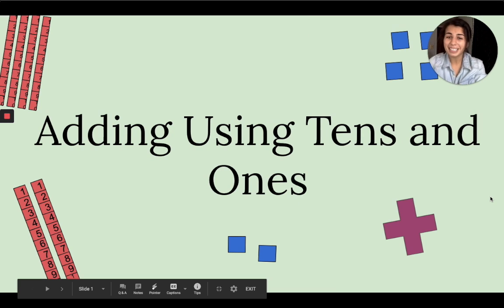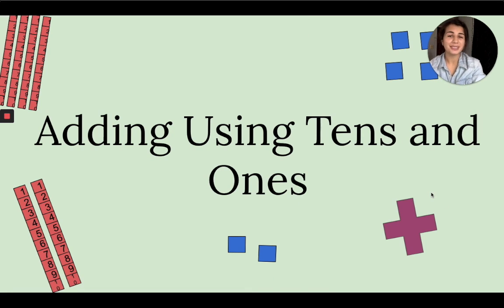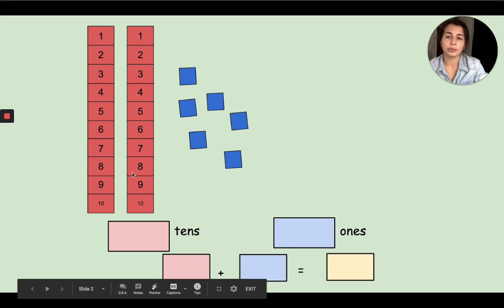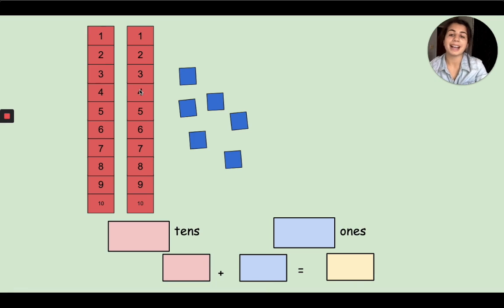So today we're going to continue adding using groups of tens and ones. But before we begin, I want to have a little bit of a review. So let's take a look at these groups of ones over here. So I see two groups of 10, right? There's two red sticks. Each one of them has 10, meaning two groups of 10.